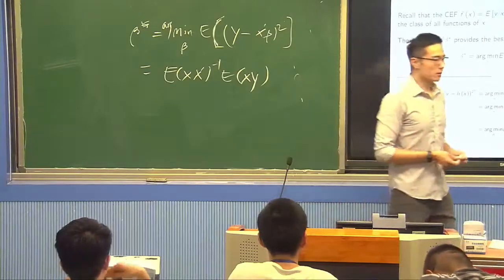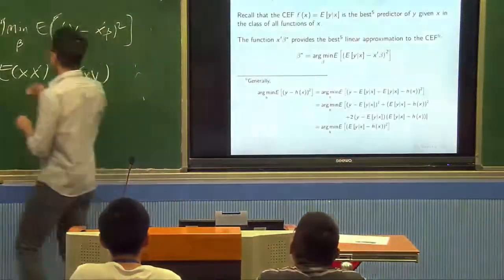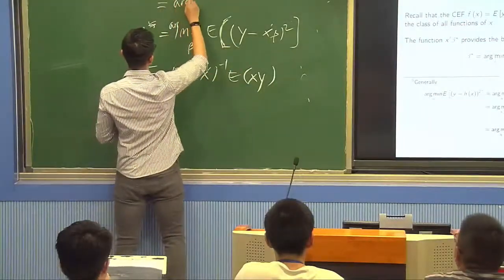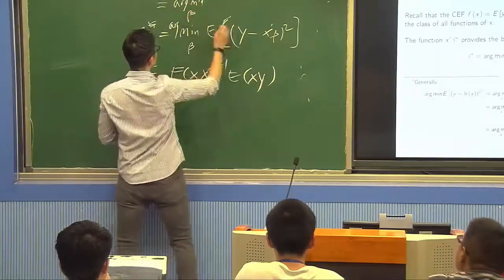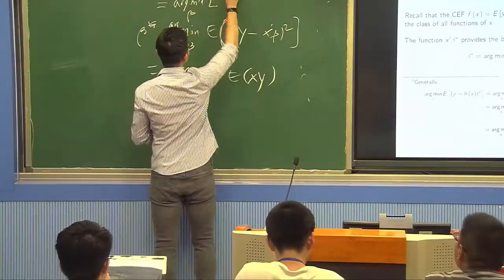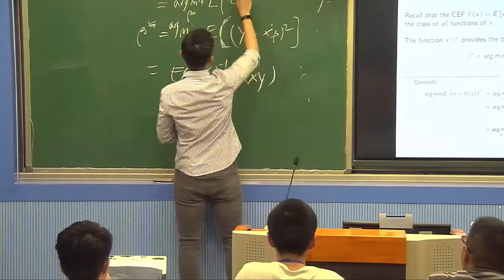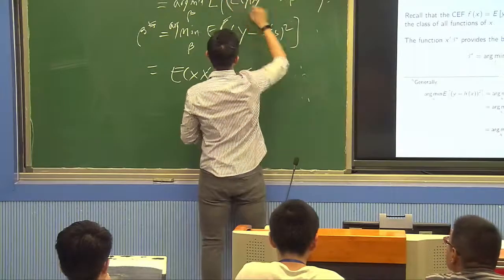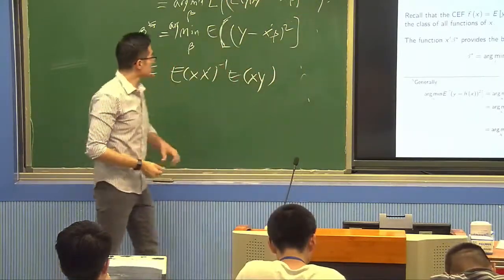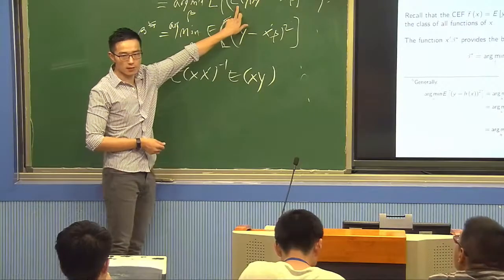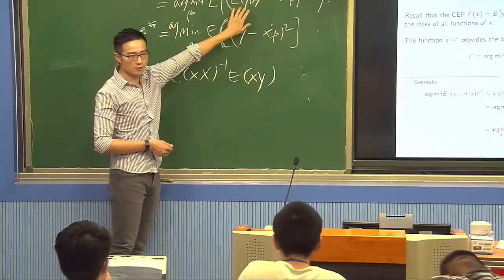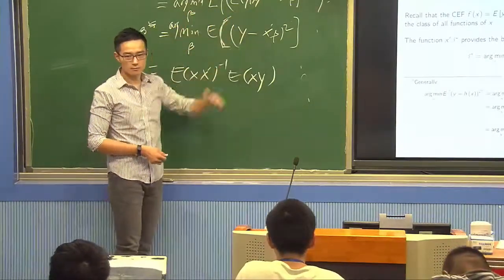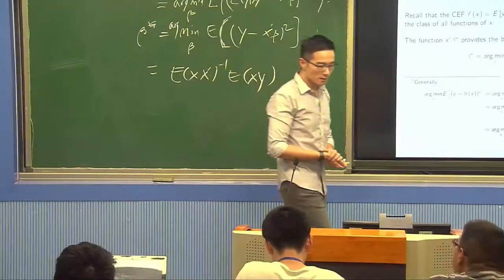Now, it turns out that this exact formulation is also equal to argmin over beta of the expectation of (E[y given x] minus x prime beta) squared. So it's also equal to this: replace the y with the CEF, E[y given x]. Remember, this is called the CEF, the conditional expectation function. So replace the y with the CEF. It's the same thing, obviously, as you can see.